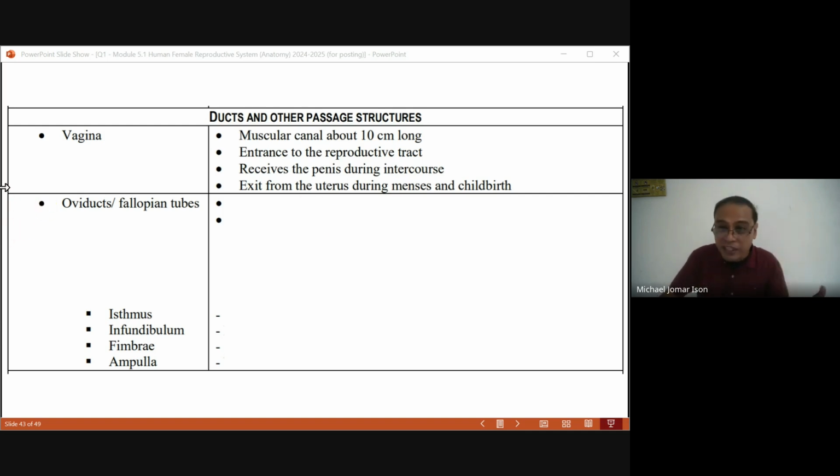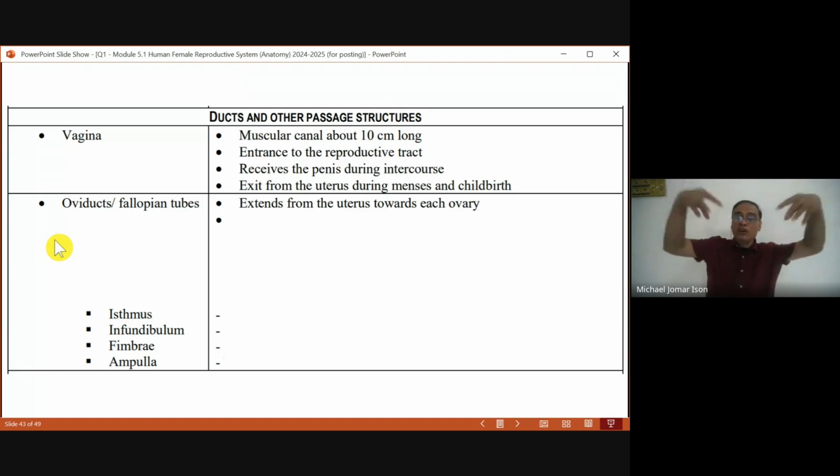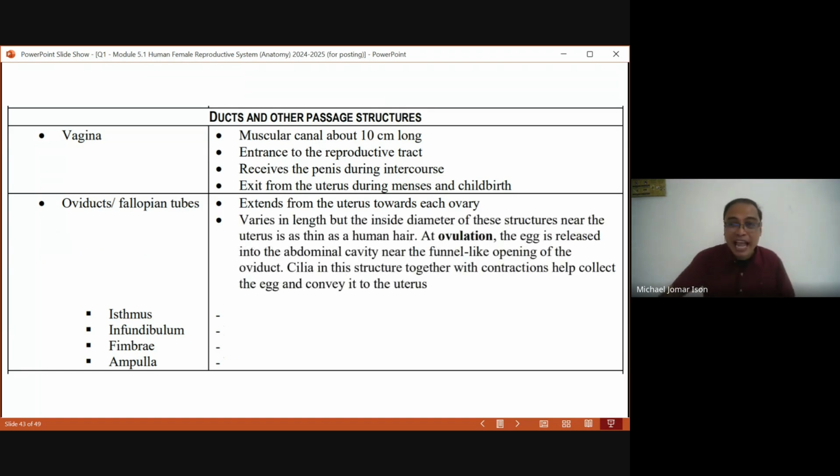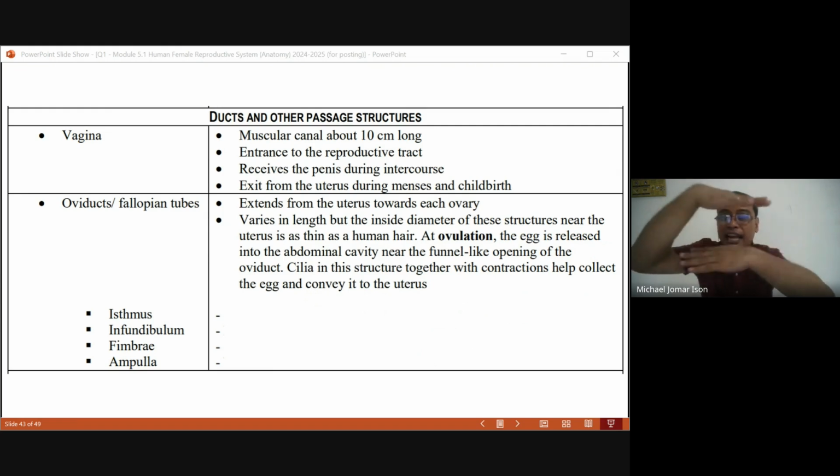Now for the oviducts, another term for that is fallopian tubes. You have to remember that this is the part that extends towards the ovary, as you have seen a while ago, and it varies in length. And the most important thing is that they contain hair. It's very interesting that if you look at the inside of the fallopian tube, there are actually hairs moving like that.